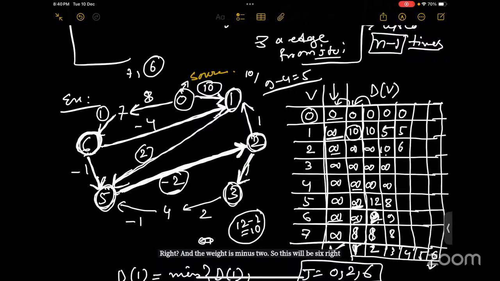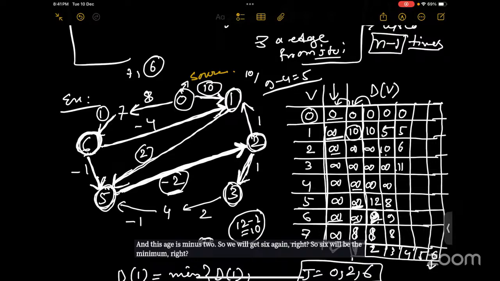Yes, ma'am. 3? Ma'am, what's the difference between 2 to 3? Is it 1? 2 to 3, yes, this is 1. So 11. Ma'am, 2 will be 10 only, na? Why? We will consider the minimum, na? So we have 10, but we have the updated distance of 5 as 8, and this edge is minus 2. So we will get 6 again, right? So 6 will be the minimum, right? Yes, ma'am.